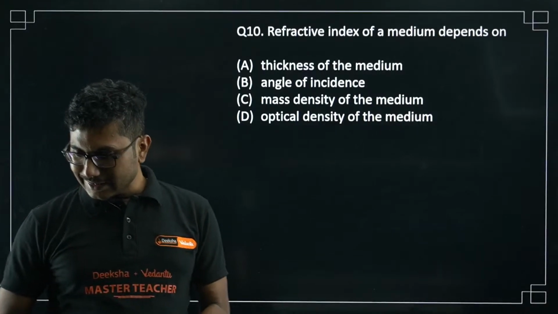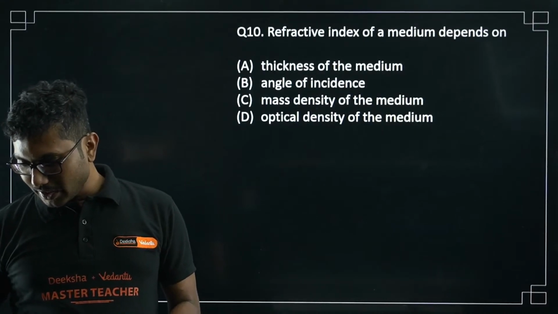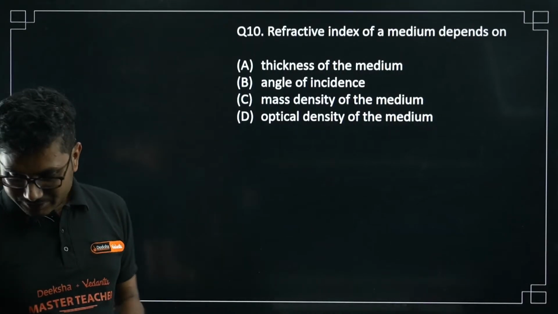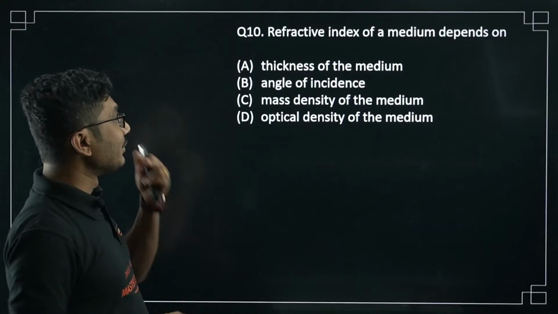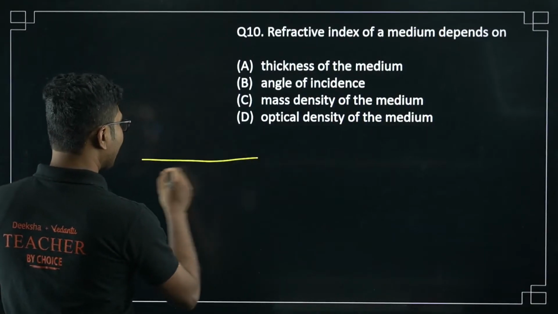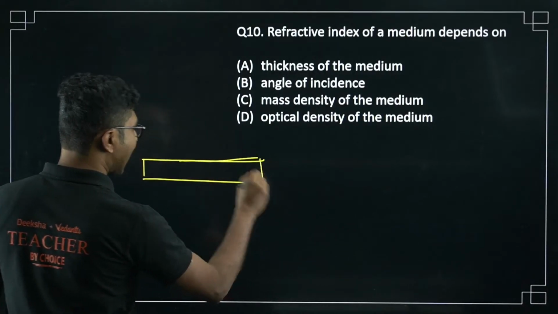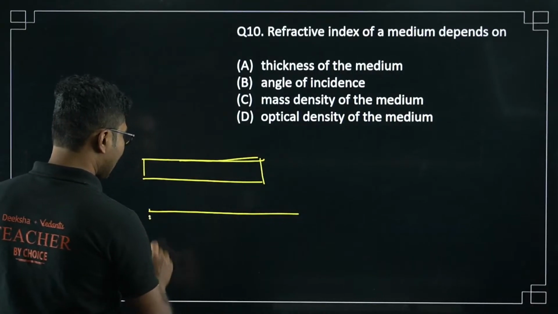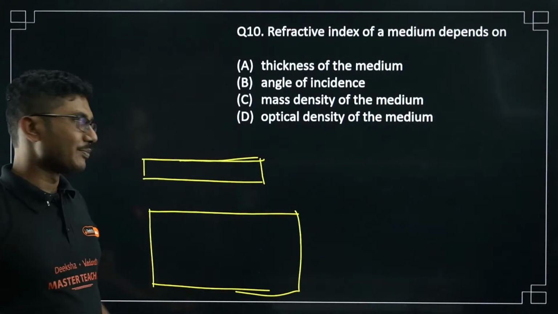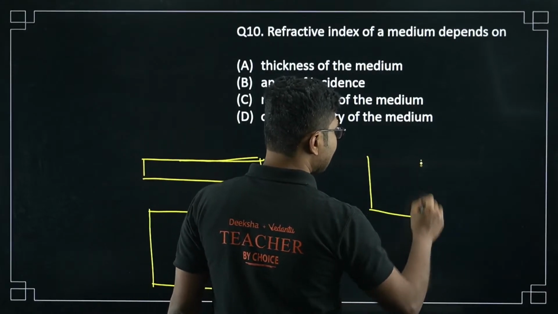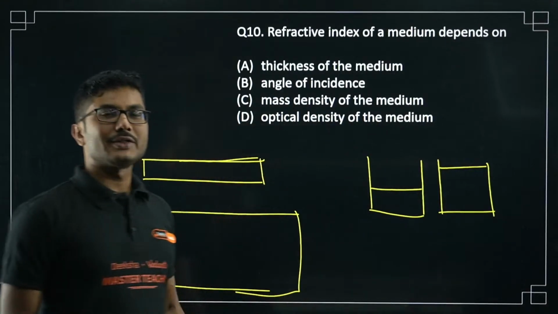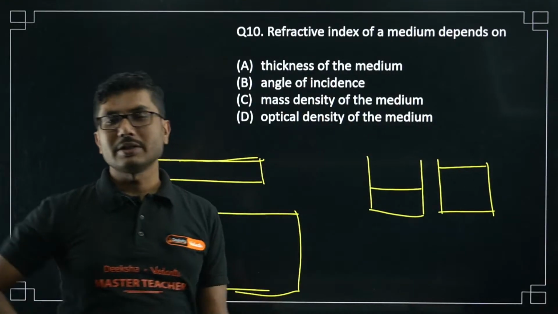10A, 10B, 10C, all sorts of answers I received. Shagupta is saying 10C, Ataur Rahman is saying 10B, Navyashri is saying 10A, Srinu is saying 10A. Refractive index of a medium does not depend on the thickness. Suppose you take a glass slab of this much thickness or this much thickness, the refractive index for both glass slabs will be the same. Similarly, if you consider water in a glass up to this much, or up to this much, the refractive index will remain the same. Refractive index does not depend on the thickness of the medium.